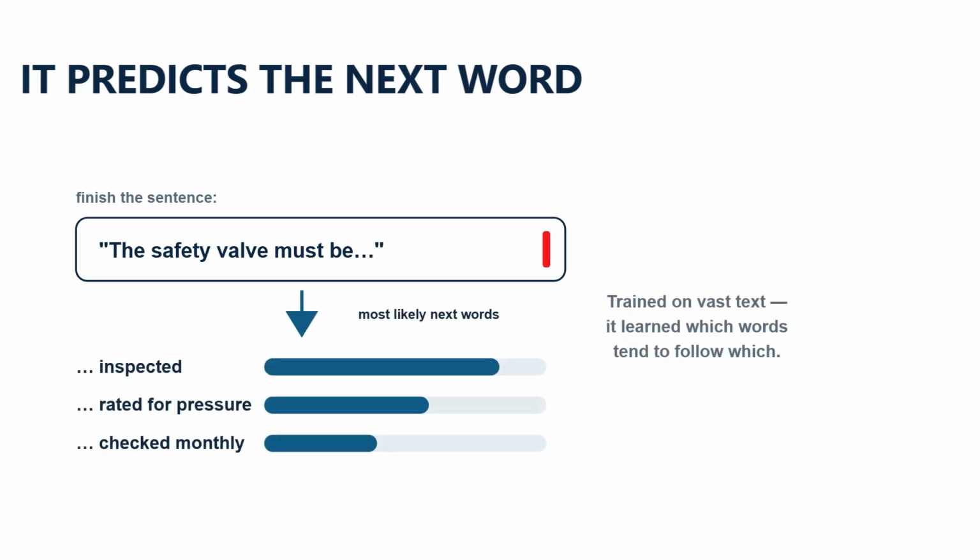Give it the start of a line, like "the safety valve must be," and it reaches for the most likely next words. String enough of those together and you get a smooth, sensible answer. It is a prediction engine for language. That single trick is the whole machine, at least on its own. Later, we will see how to give it your real information to work from.